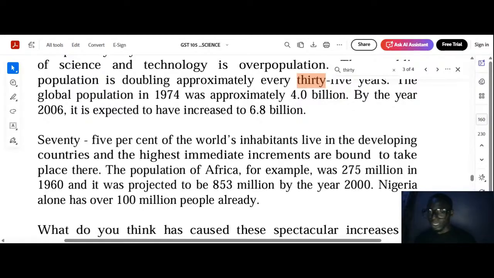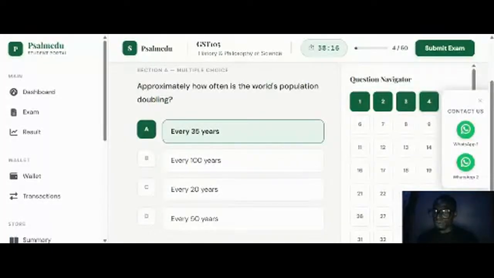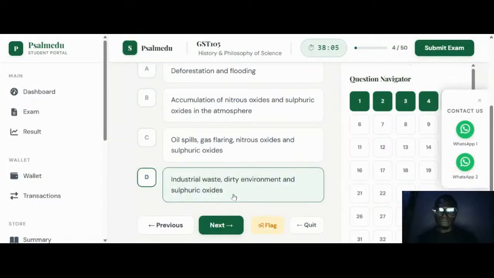That is one short classwork. What's the meaning of population? Kindly check and drop it in the chat box while we go on and move on. So the answer is A, 35 years. So Justina, the answer is not 50 years, it's 35 years. After every 35 years, the world's population doubles. The next question.